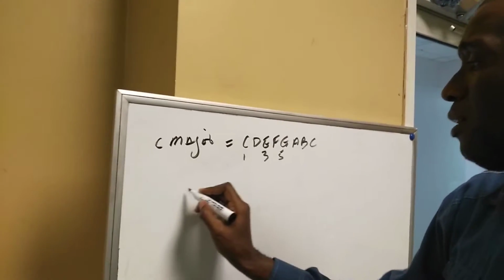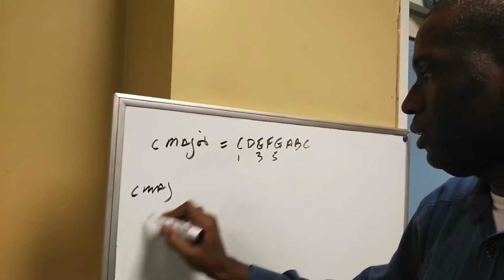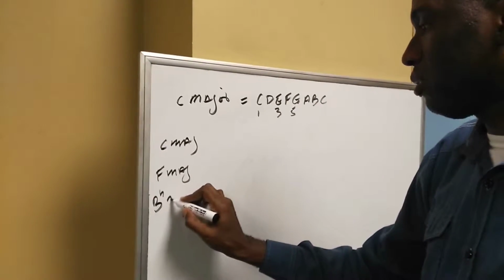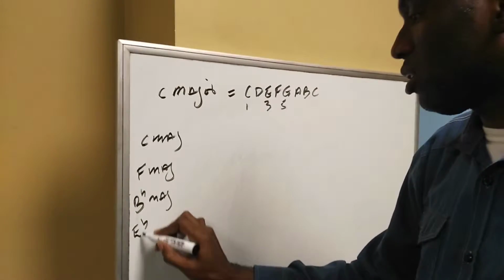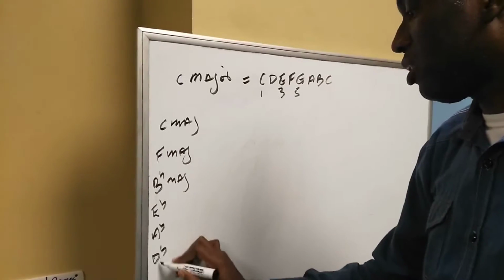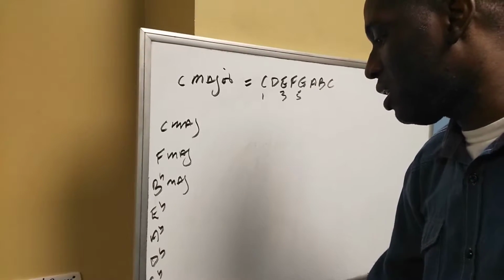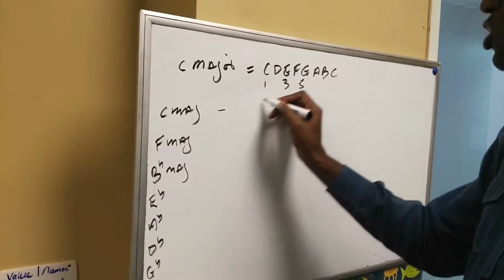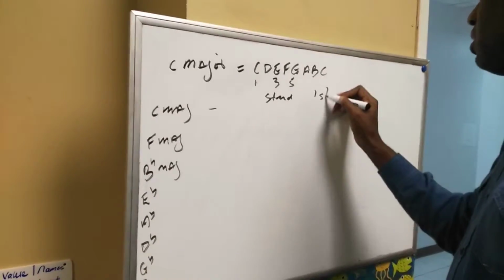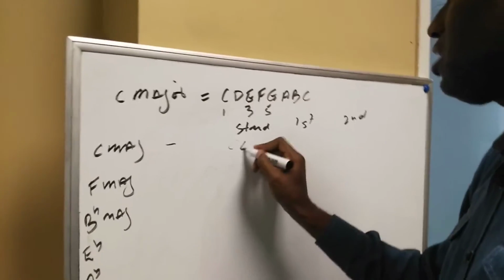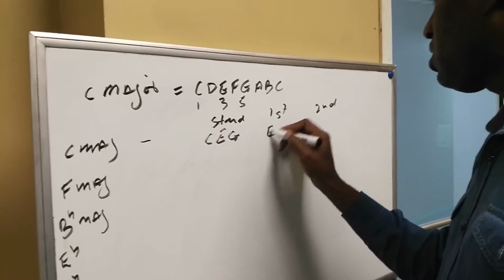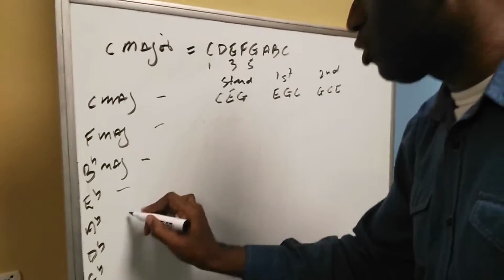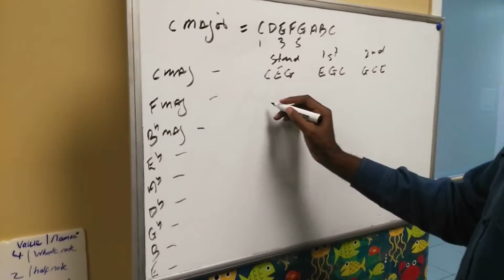So we would have done C major, then you go to F major, then B flat major, E flat major, A flat major, D flat major, G flat major, B major, E, A, D, and G. So we would have done the inversion: standard, first, second inversion, where we do C, E, G, E, G, C, G, C, E, and we go all along the line like that. I'm going to just do that quickly for you, so at least you see where I'm coming from.